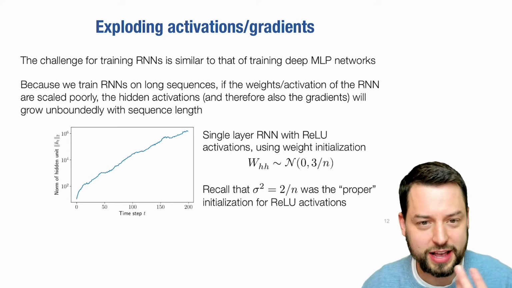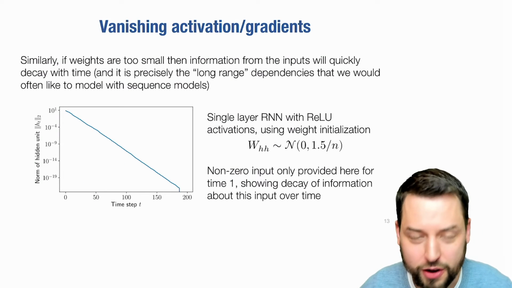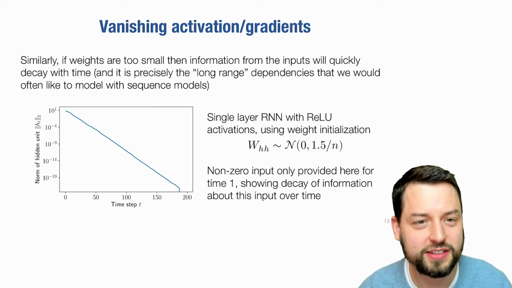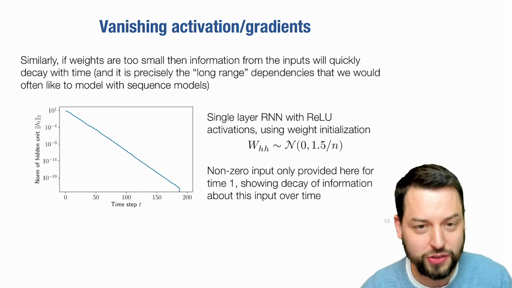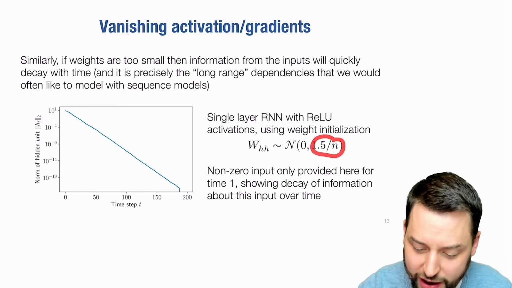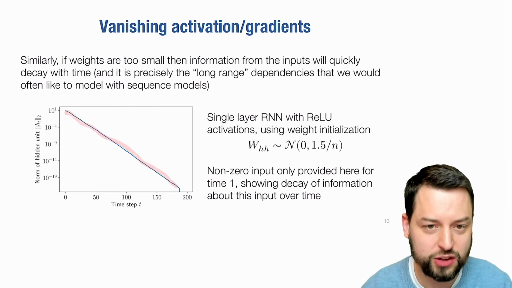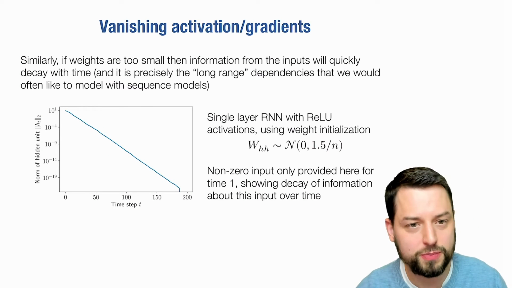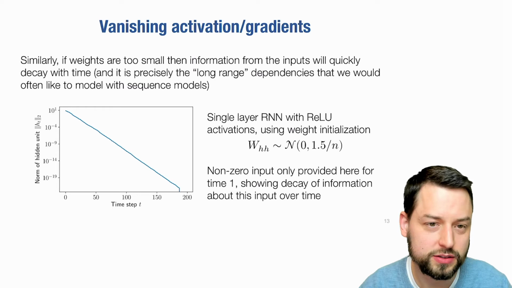And of course, the opposite problem exists too. So there's also the problem of vanishing gradients and activations. If the weights are too small, so if WHH is initialized too small, say 1.5 over n, then the norm of your weights decreases over your sequence length, and your gradients will similarly decrease, and your gradients will be too small, and you will not be able to learn.